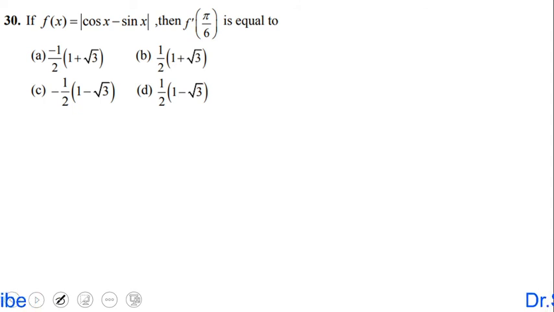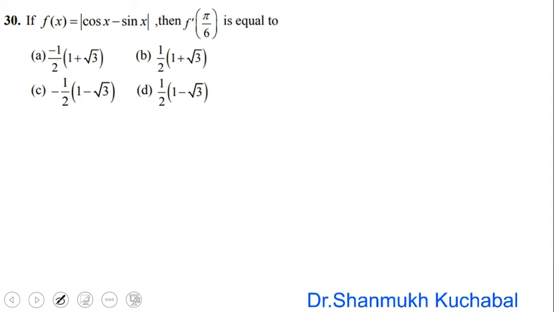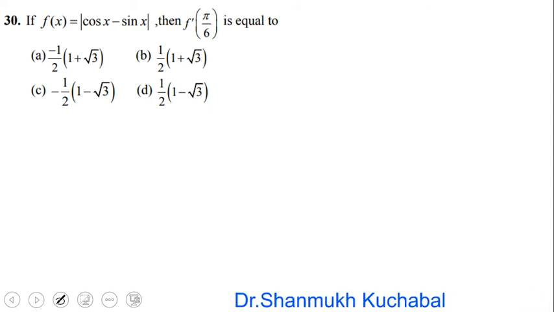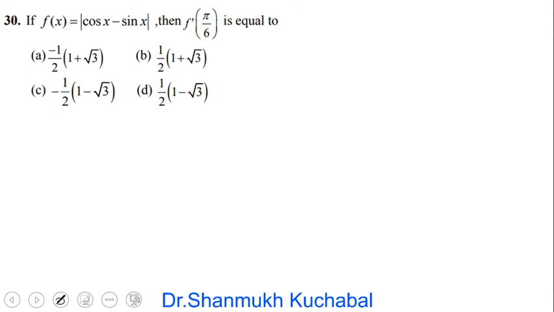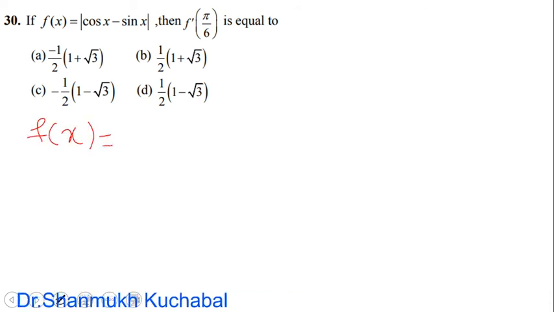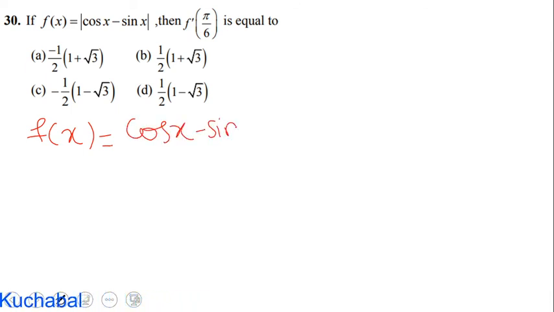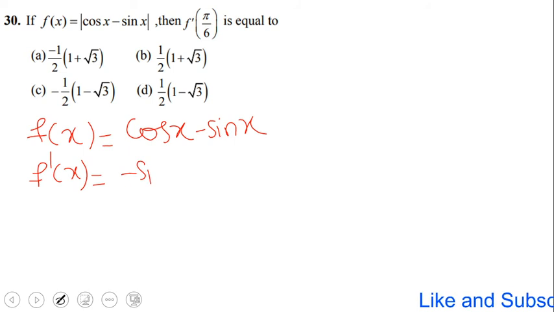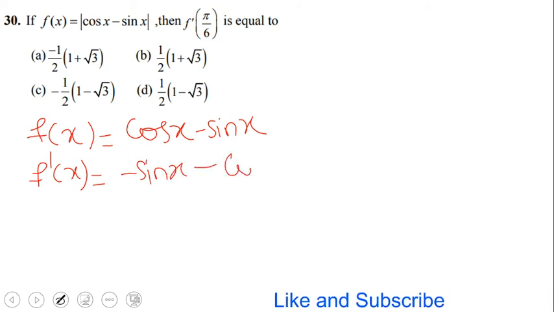The question is f of x is mod of a cos x minus sin x. f dash means first order differentiation, and x we have to take as pi by 6. We have to find a solution for this one. So f of x is mod, we will remove it. f of x equal to a cos x minus a sin x. So differentiate this one. So f dash of x equal to, cos x differentiation is minus sin x, and a minus as it is, sin x differentiation is cos x.